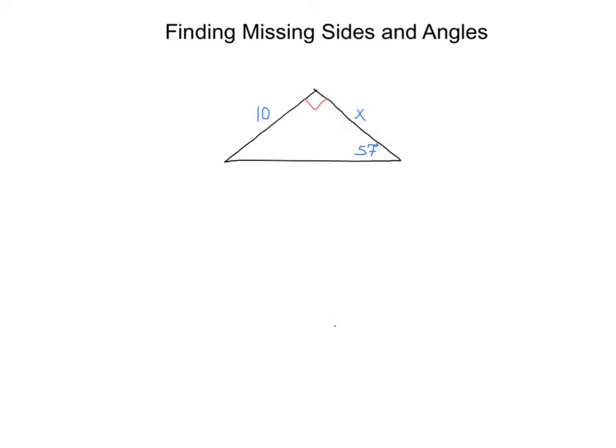Your first step, identify the angle you want to use. In this case, let's use this 57. Now, using this 57, let's see what sides we have. I notice that across from the 57, I've got my opposite side of 10. So let's say I've got my opposite side of 10, and I've also got my adjacent side here of x. I've got my adjacent of x.